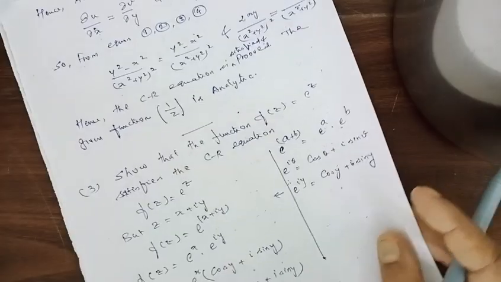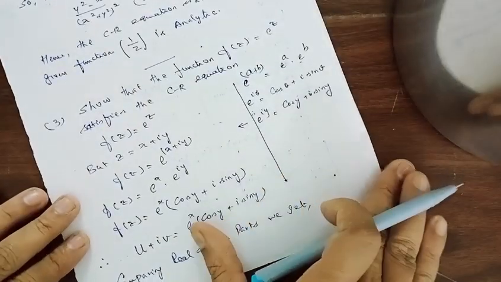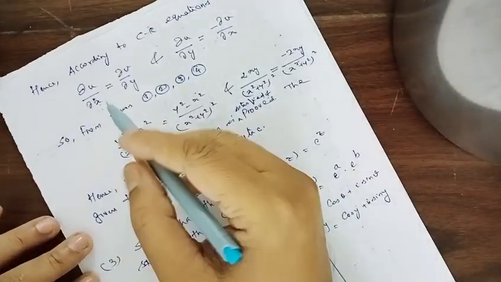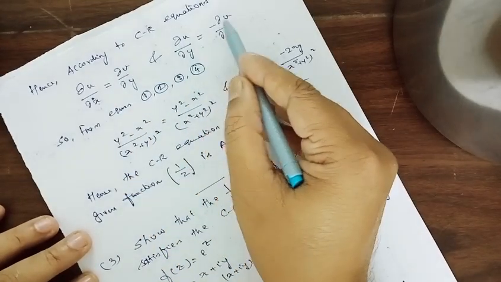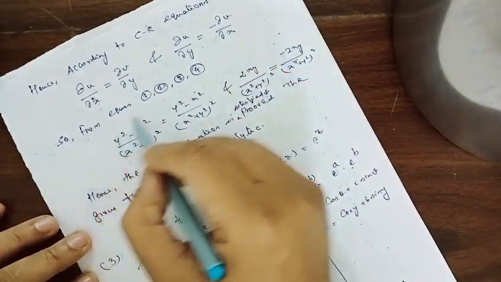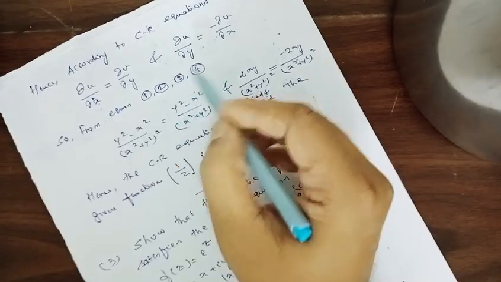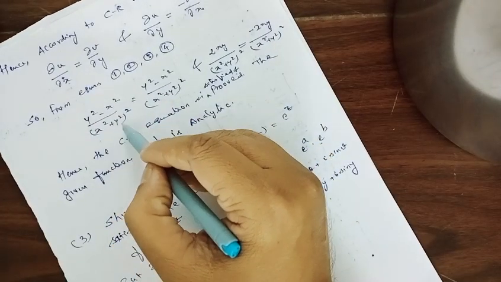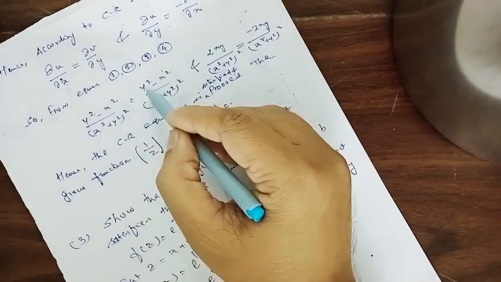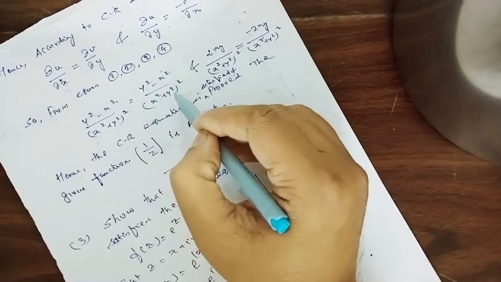Now, according to the CR equations, ∂u/∂x is equal to ∂v/∂y, and ∂u/∂y is equal to minus ∂v/∂x. Compare all the values of 1, 2, 3, 4. We will get (y² − x²)/(x² + y²)² equal to (y² − x²)/(x² + y²)².